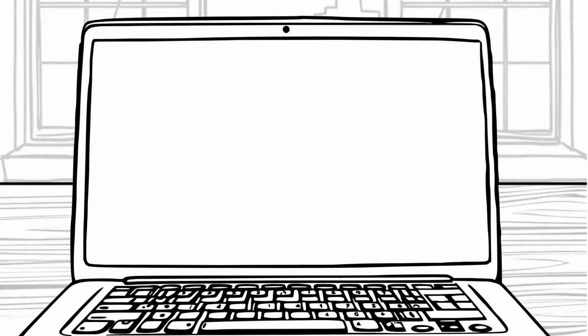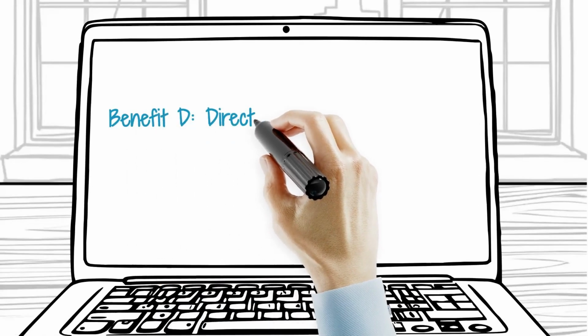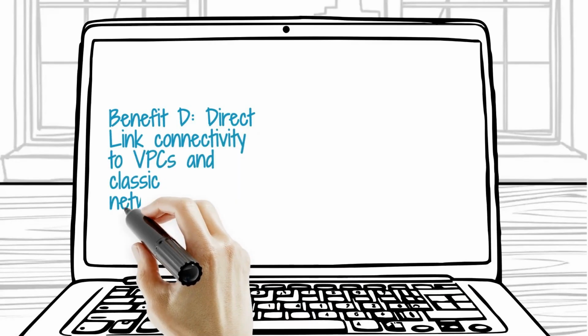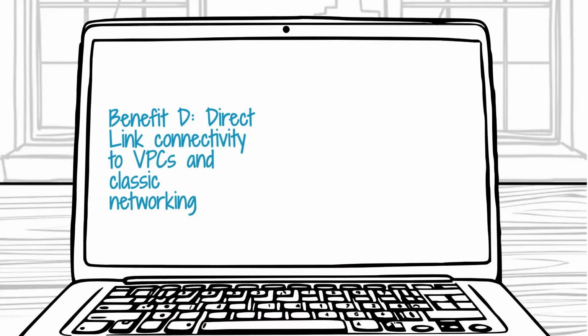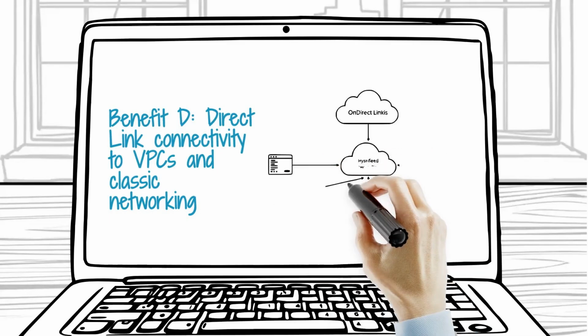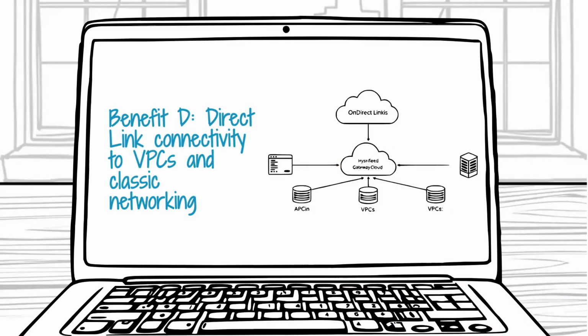D. Direct link connectivity to multiple VPCs and classic networking. Explanation. IBM Cloud Transit Gateway integrates very well with IBM Cloud Direct Link. This means you can connect your on-premises network via Direct Link to the Transit Gateway, and from there, gain access to all the networks connected to that Transit Gateway, including multiple VPCs and your IBM Cloud Classic infrastructure. This centralizes your hybrid cloud connectivity.